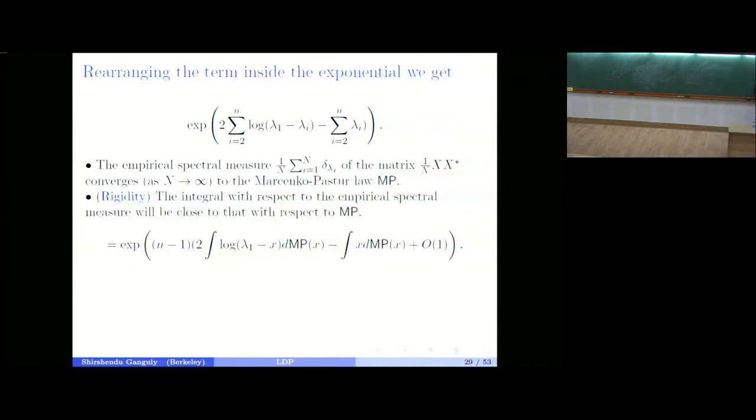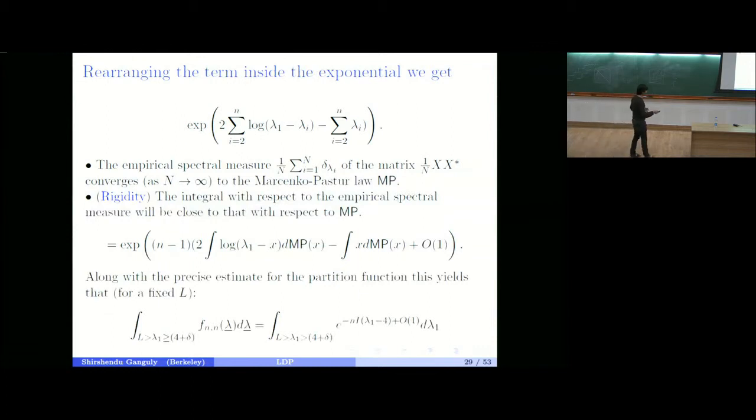So it's an n minus 1 dimensional system, so you have an n minus 1. There's a 2 here, and then the sum becomes an integral, so log of lambda 1 minus x with respect to the Marchenko-Pastur law. MP is Marchenko-Pastur. This one is minus x, so it's just the expectation under Marchenko-Pastur, and then you have some correction which is order 1. So I just did some manipulation to reduce an n system to an n minus 1 system, wrote things the right way so that the thing on the top was an integral with respect to a spectral measure, and then used rigidity to say that that's close to what it should be in the limit.